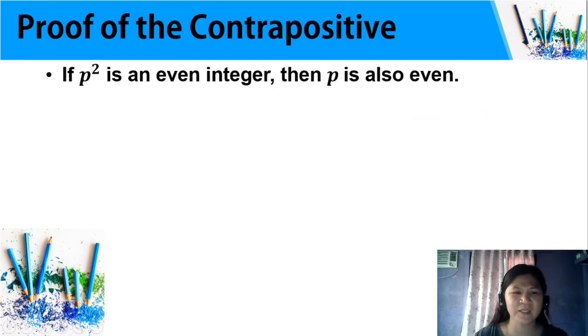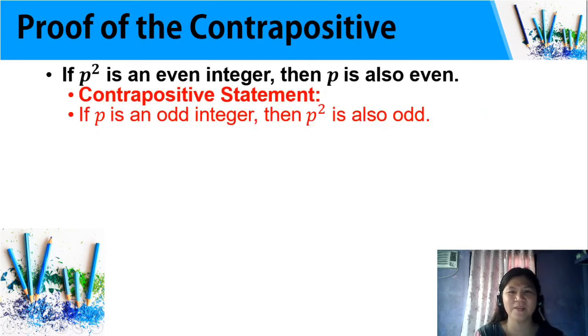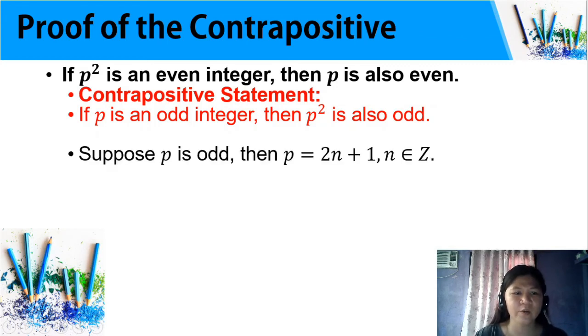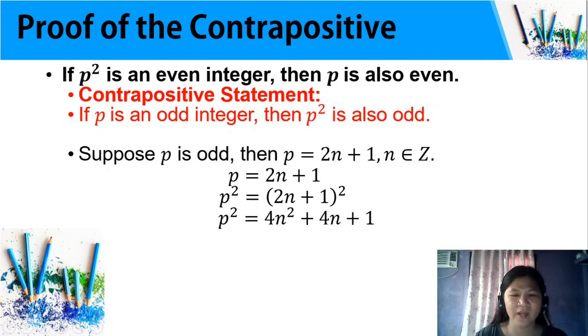So the proof of the contrapositive: if p squared is an even integer, then p is also even. Its contrapositive statement is, if p is an odd integer, then p squared is also odd. We will start again with the hypothesis. Suppose p is odd, then we have p is equal to 2n plus 1, where n is an element of the integers. To derive p squared, we square both sides of the equation, such that p squared is equal to the quantity 2n plus 1 squared. Expanding the square of a binomial leads us to 4n squared plus 4n plus 1.